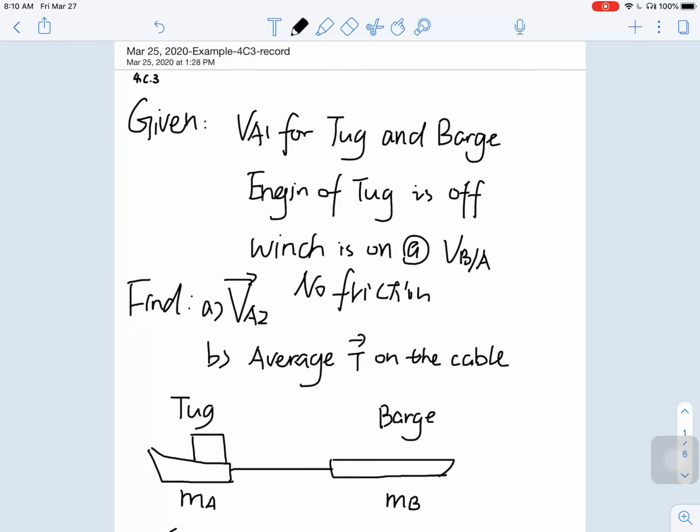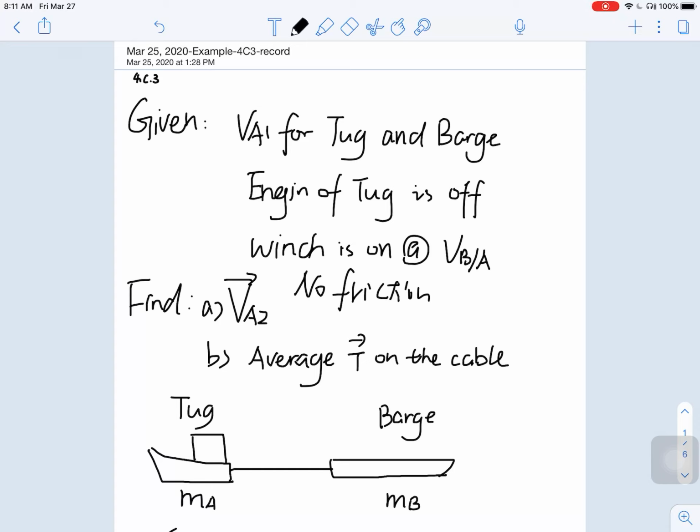Okay, let's look at this example 4C3. A tug having mass of m is towing a coal barge with the mass mb with the speed va1. So at the beginning, they both have the speed va1. And during a short period of time, delta t, when the engine of the tug are turned off, the stern wrench takes in towing cable at the rate of VB/A.